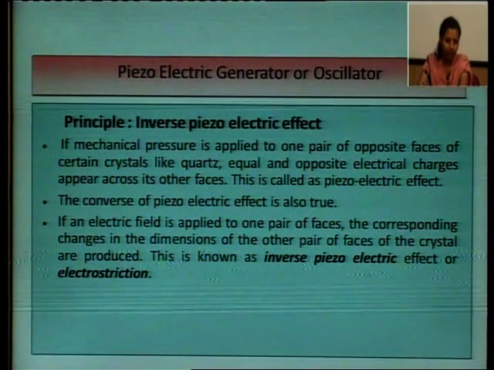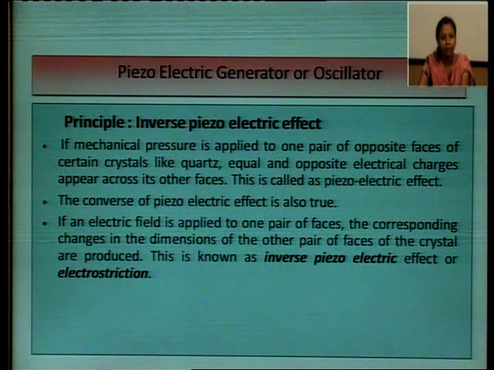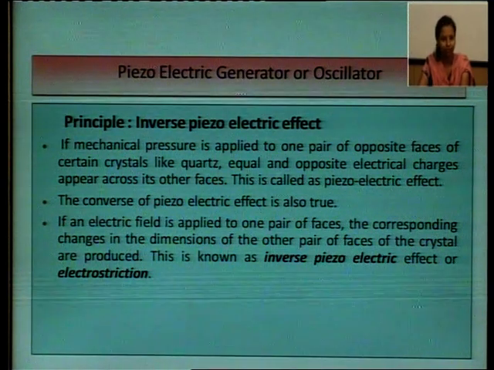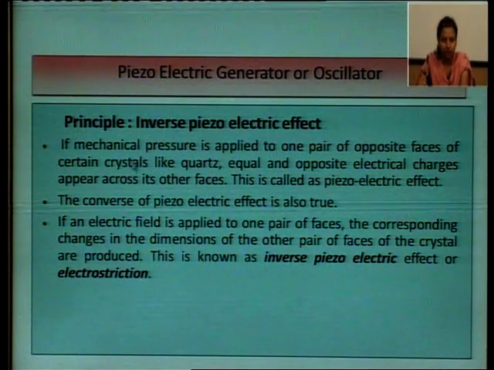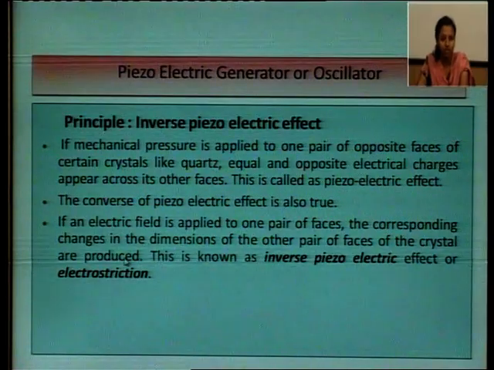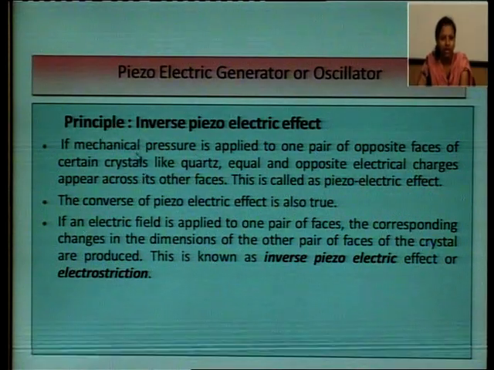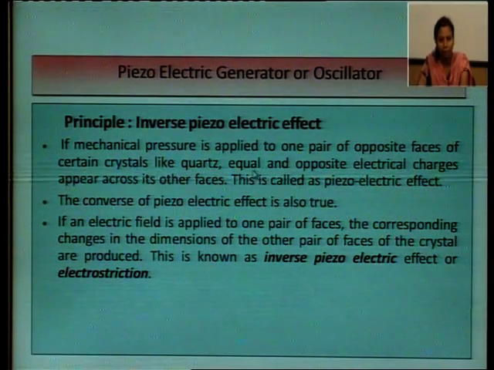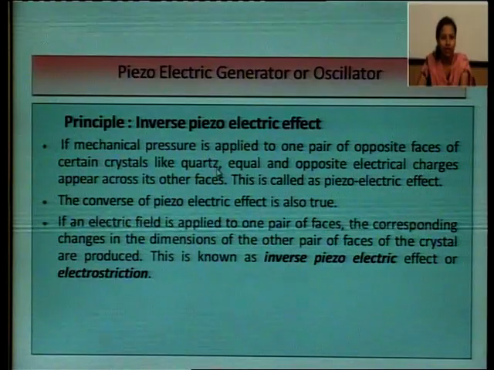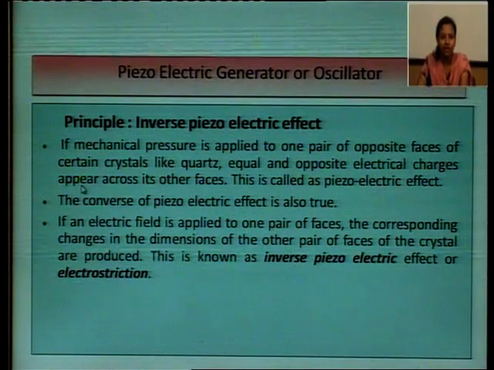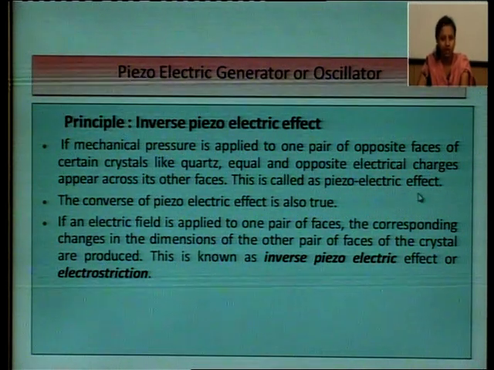Next we will discuss the second method, the piezoelectric generator or oscillator, which is based upon the inverse piezoelectric effect. Like in the previous method, magnetostriction, where we used a magnetic field, here we are using an electric field. If mechanical pressure is applied to one pair of opposite faces of certain crystals like quartz, equal and opposite electric charges appear across its other faces. This is called the piezoelectric effect.